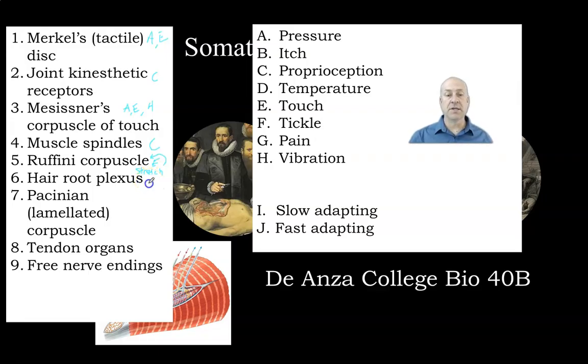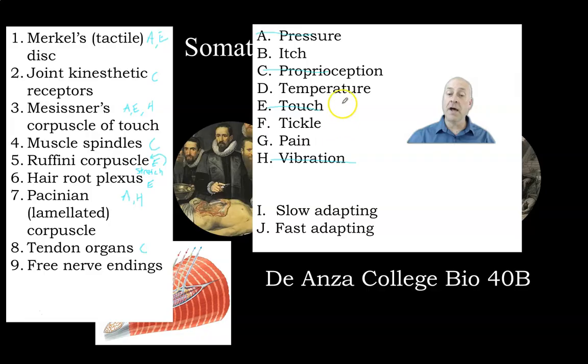Hair root plexus is picking up touch. Pacinian corpuscles are going to pick up deep, crude, heavy pressure and fast, deep vibration. Tendon organs, not a problem, totally proprioceptive, and free nerve endings. So take a look at what we have so far on the list. A, we covered. C, we covered. E, we've done. And H, we've done.